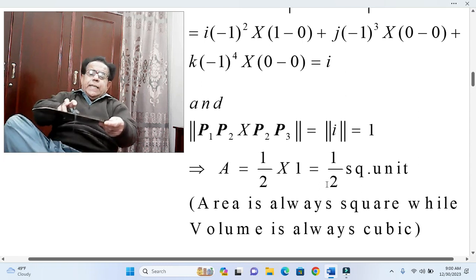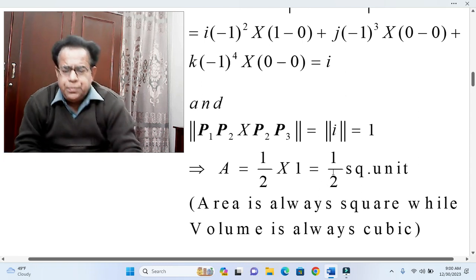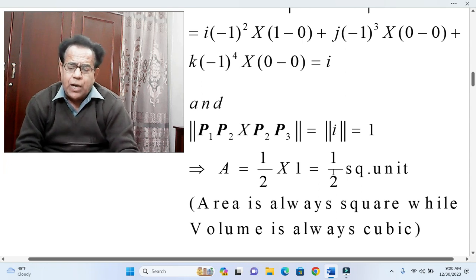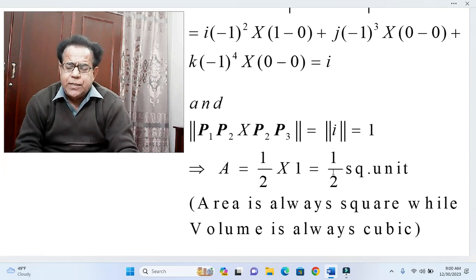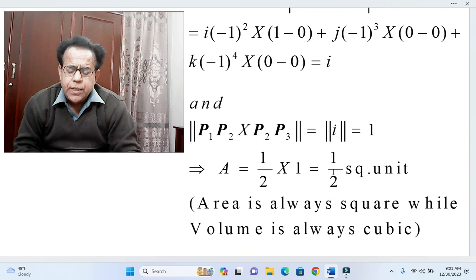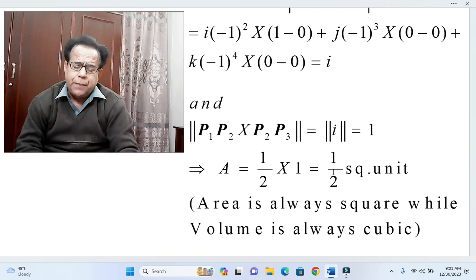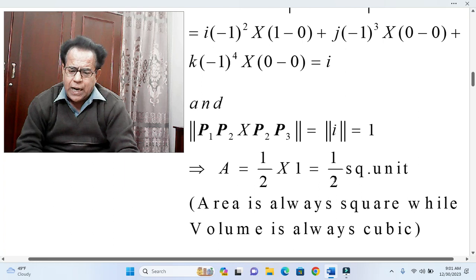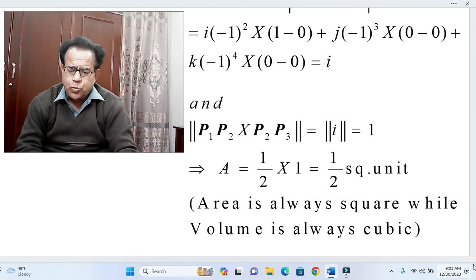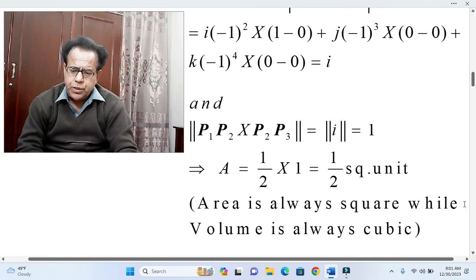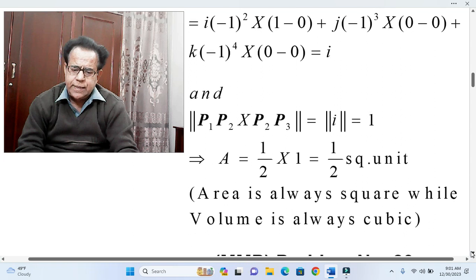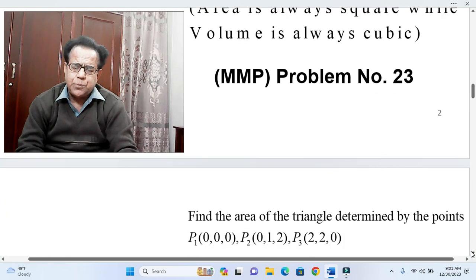Dear students, area is always measured in square, while volume is always measured in cube, power 3. So here we will write half square unit, because area is always square while volume is always cube. Okay, so dear students, this was our problem number 22.